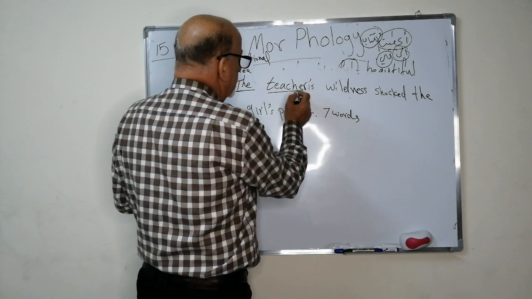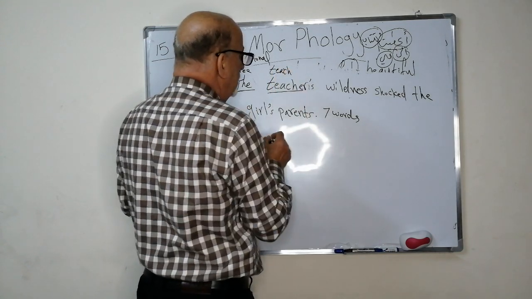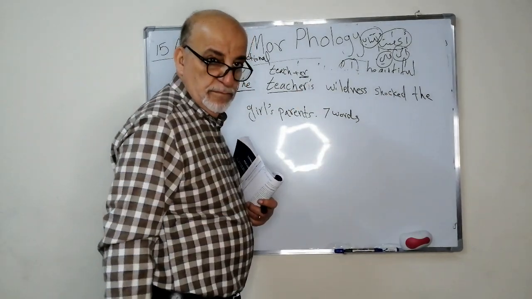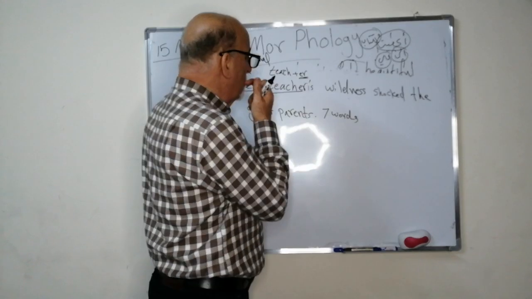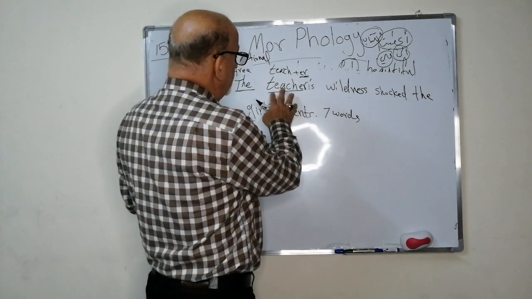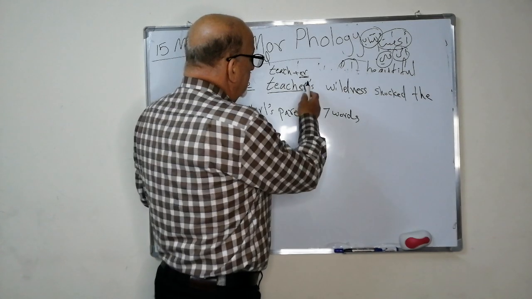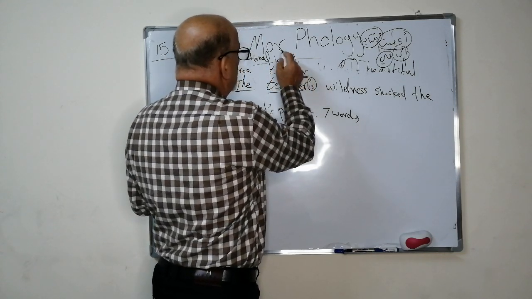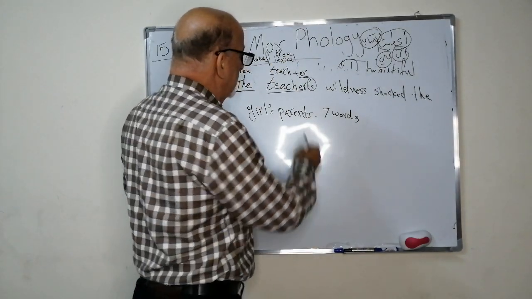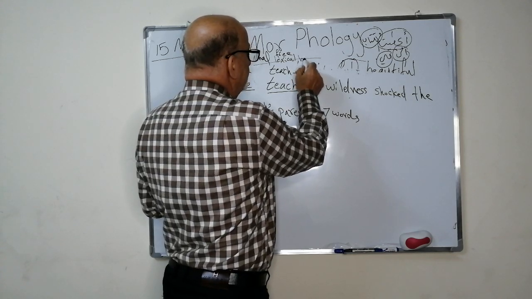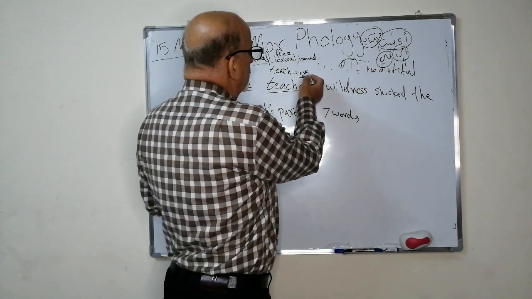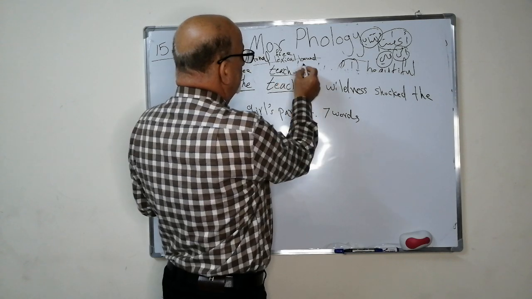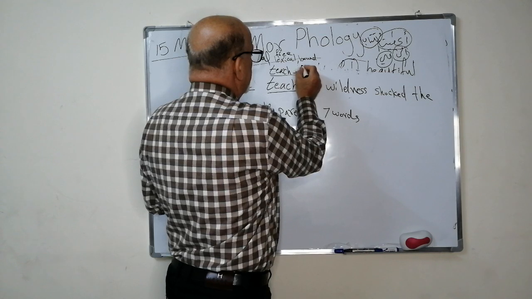Now we come to teacher. Teacher can be divided into teach plus ER. What do we consider this ER? I told you this is a suffix, and suffixes change the word class. Teach is a verb. When I added ER it becomes a noun. So teach is free, lexical morpheme. And ER is bound. Derivational or inflectional? Derivational, yes, because it changes the word class, from teach to teacher. Bound derivational.